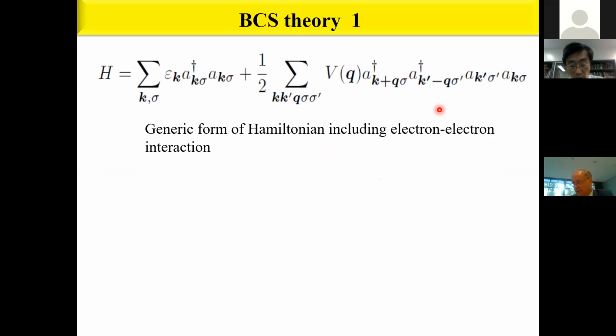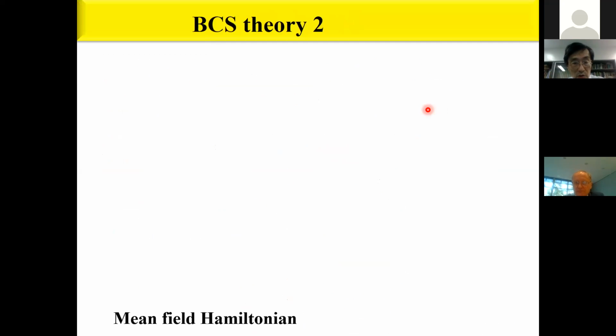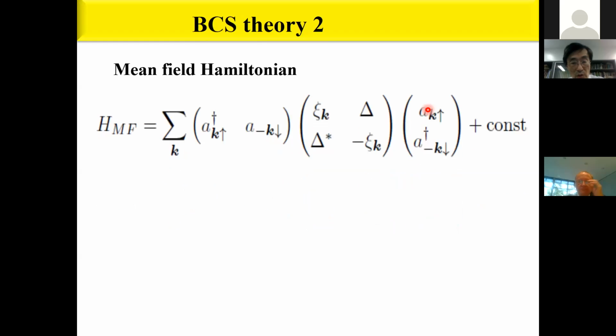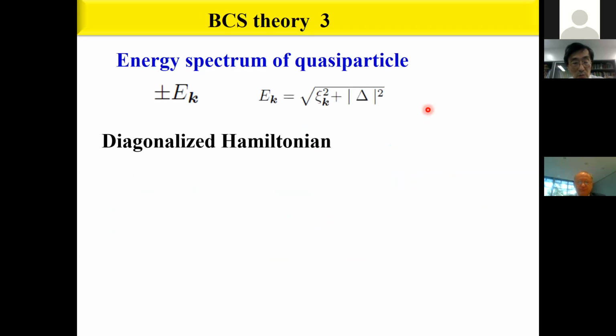First, we'd like to explain the very generic form of Hamiltonian, including electron-electron interaction. If we assume some attractive interaction like that, and if we assume mean field approximation, the so-called pair potential or gap function is written as follows. This is standard BCS theory. The mean field Hamiltonian can be nicely written in 2x2 matrix form. After Bogoliubov transformation, we get the answer. Finally, we get this important energy spectrum of quasi-particles.